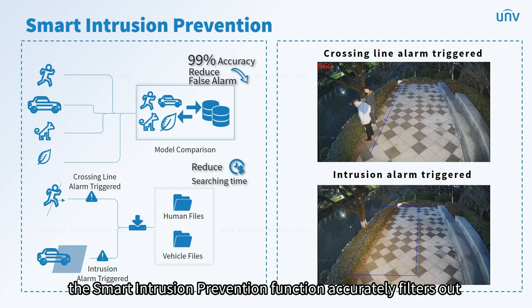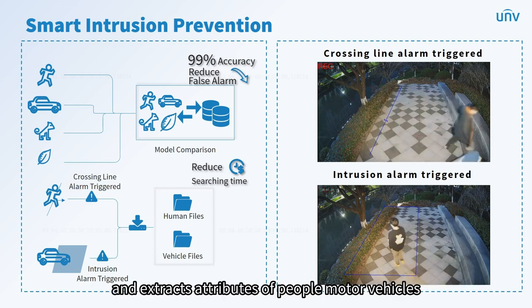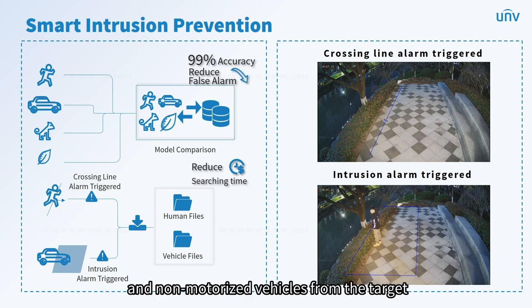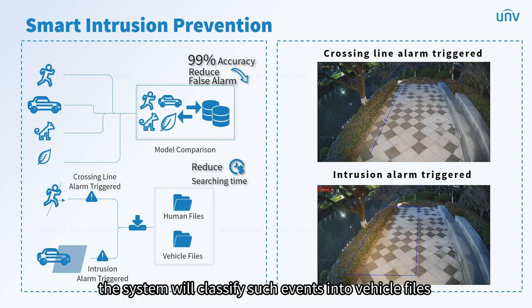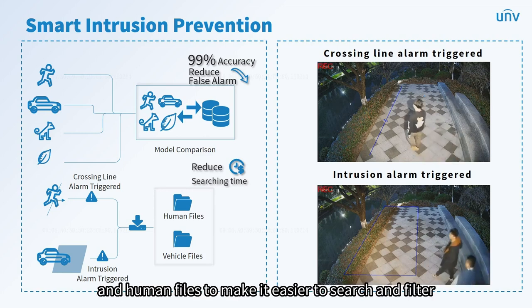The smart intrusion prevention function accurately filters out non-machine and non-human targets and extracts attributes of people, motor vehicles, and non-motorized vehicles from the target. After a crossing line alarm or intrusion alarm is triggered, the system will classify such events into vehicle files and human files to make it easier to search and filter.